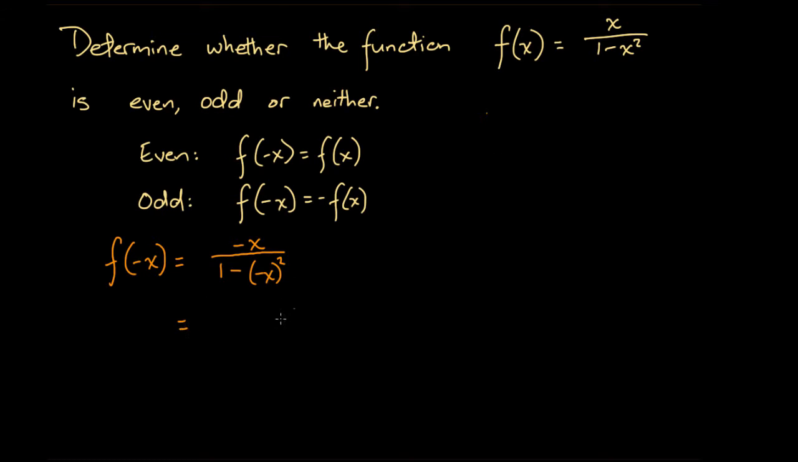Okay, let's simplify this. So this is the same as saying negative x over 1 minus, and then we've got this negative x all squared. So in blue to the side here, let's consider what this means. Negative x squared, well, that's the same as saying negative x times negative x. Well, negative x times negative x, that's a negative times a negative. Negative multiplied by a negative is a positive. Then we've got x times x. X multiplied by x, that's just x squared. So we've got positive x squared.